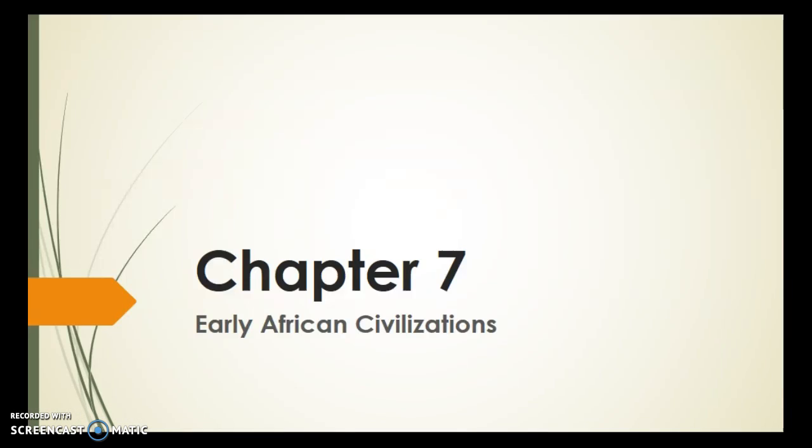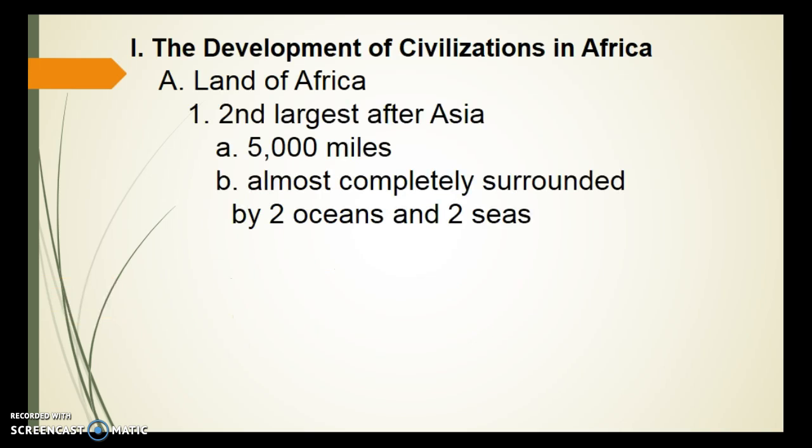Okay, chapter 7. We've already talked about ancient Egyptians, and they were probably the most substantial ancient civilization in Africa, but there were lots of smaller groups that need mentioning as well, and that's what chapter 7 is about.